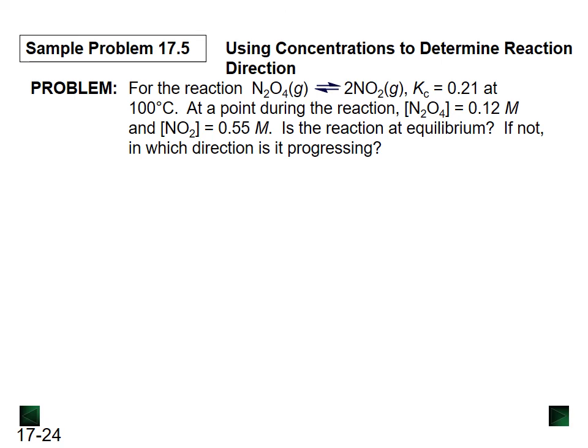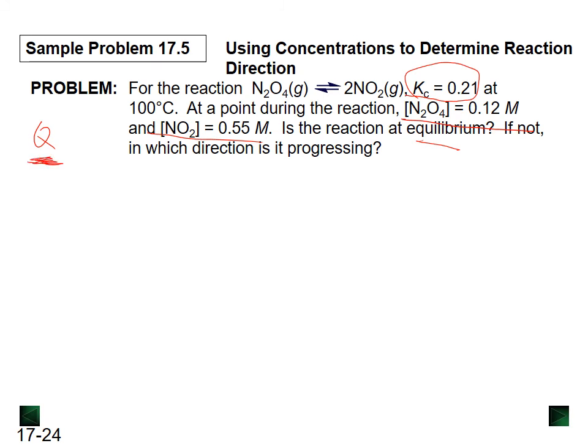Sample problem 17.5. This question is similar to the last question, except instead of using molecular scenes, we use concentrations to calculate Q and then determine the direction. So Kc is given as 0.21, and at a point during the reaction, the concentrations of reactant and product are given. So the question is, is the reaction at equilibrium? If not, which direction does it go? Again, to predict the direction, we need to know Q.